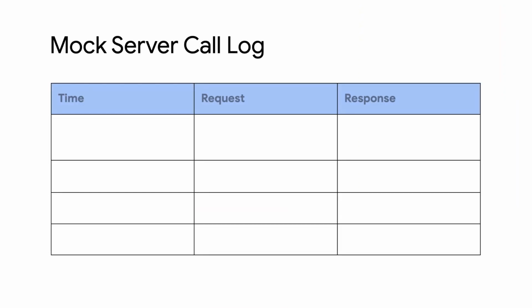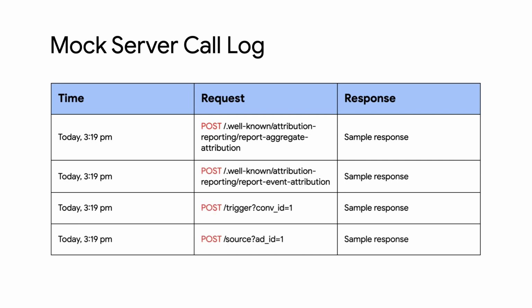Then return to your tool of choice to look at the traffic on your mock server. Here you can see the calls you have made to register source and trigger. You also see the event level and aggregate reports returned by the attribution server mock that we set up earlier.